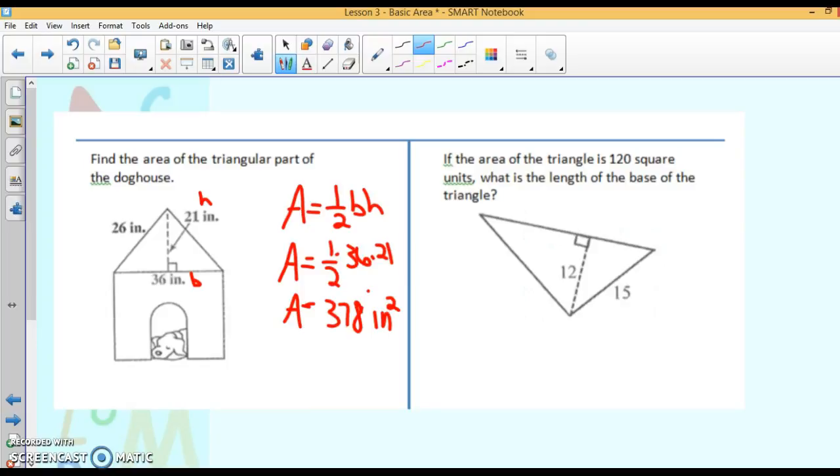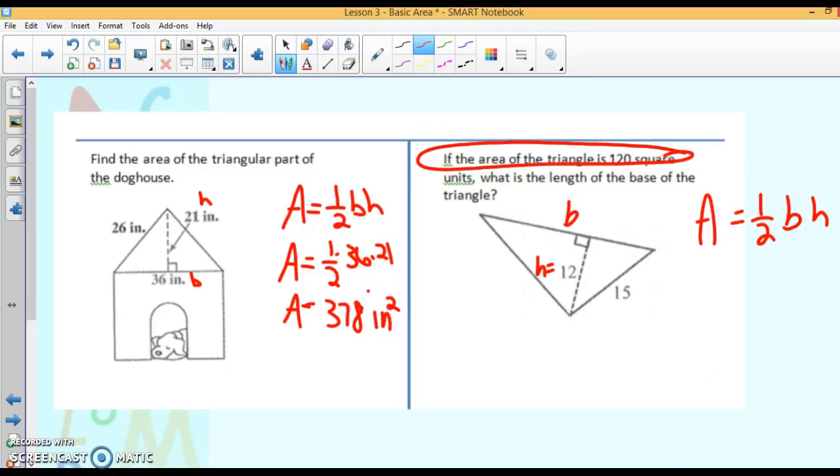All right. Let's look at this problem. This is a more difficult problem. It says, if the area of the triangle is 120 square units, what is the length of the base? So, let's start out with area is 1/2 base times height. The base and the height meet at right angles. So this is the base, this is the height. We are looking for the base.